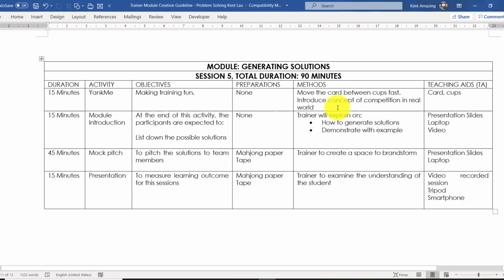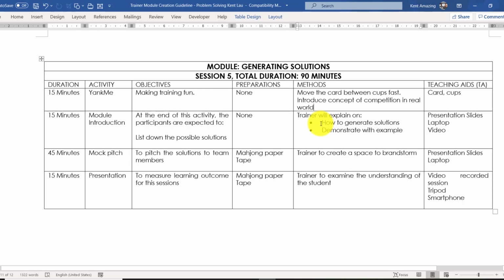This is about the concept that competition is always there. When you go out into the world, you always compete. You must know what makes you win and what makes you lose. From there you learn, and then you can improve.